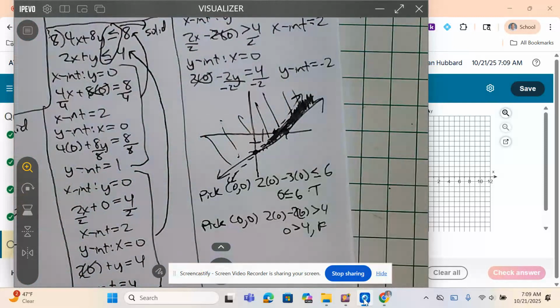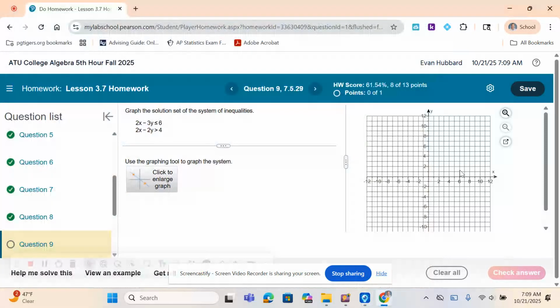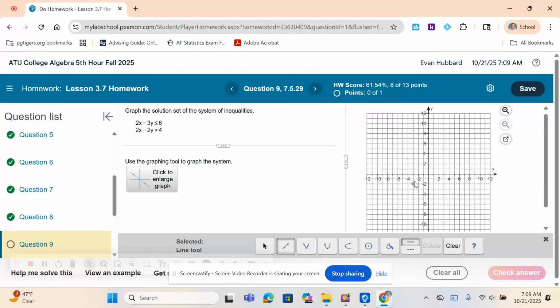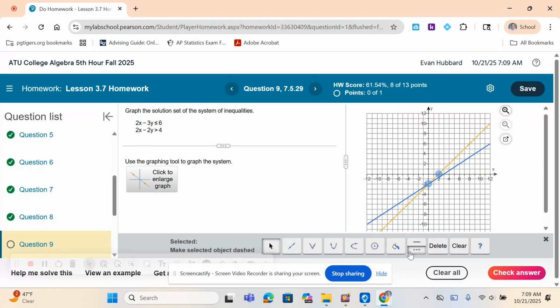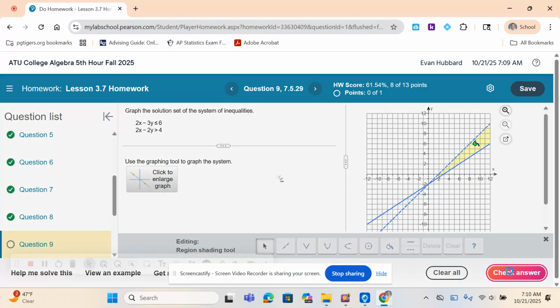So let's see if I can pull this off here. A line, x-intercept of 3, y-intercept of negative 2. And we're not going to mess with that yet. We'll do the graphing in a moment. Next, we have an x-intercept of 2 and a y-intercept of negative 2. And this one's dashed. And then the shading, the fill, will be right in this region. Okay.